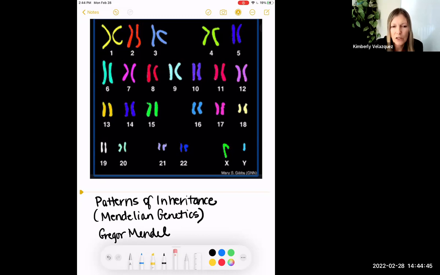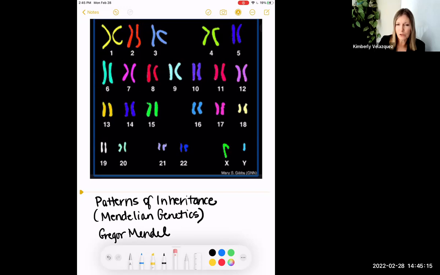Just a quick reminder that you have 23 pairs of chromosomes, and this is a colorized picture of those 23 pairs of chromosomes. Remember that one of each came from the egg that made you, and one of each came from the sperm that made you. And when those came together, they formed a zygote, that first cell that divided many times to make all of you. Every cell of your body came from that original zygote.